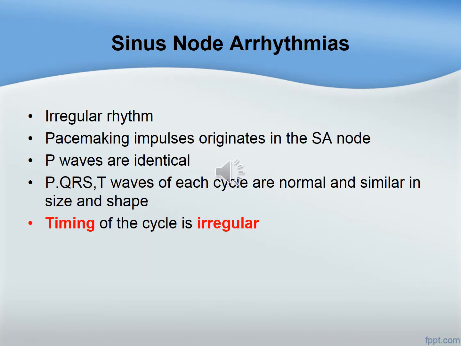So let's start with the sinus node arrhythmia, which is a varying irregular rhythm often due to coronary artery disease. In this arrhythmia, the pacemaking impulses originate in the SA node like they're supposed to. All the P waves are identical. The QRS and T waves of each cycle are usually normal and similar in size and shape when you look at a strip. But the timing of the cycle is irregular. So when you listen to a patient's heart rate and you don't hear any extra or abnormal sounds, it's just the rhythm is off.